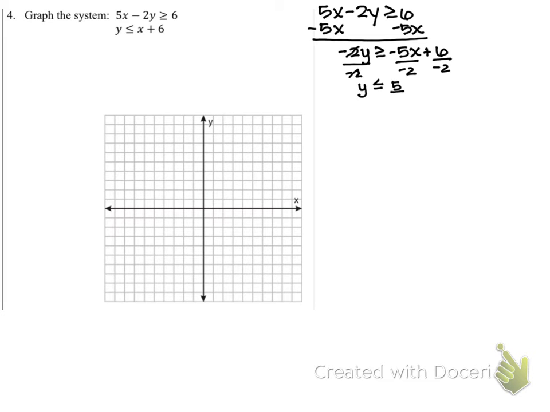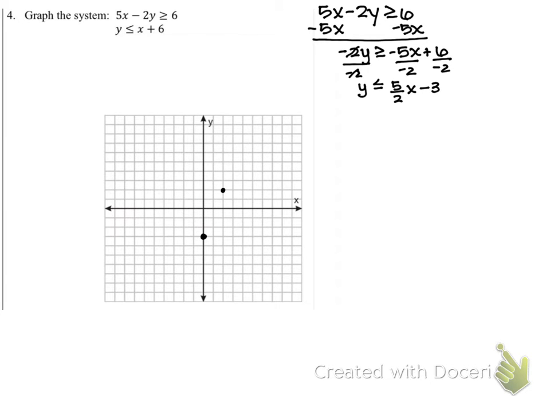I know a negative divided by negative is a positive, and then a positive divided by negative is a negative. Okay, now I'm ready to graph this thing. So I'll go on my graph and let's go down to 0, -3, plot that point, and then my slope of 5 over 2. So up 5, right 2.